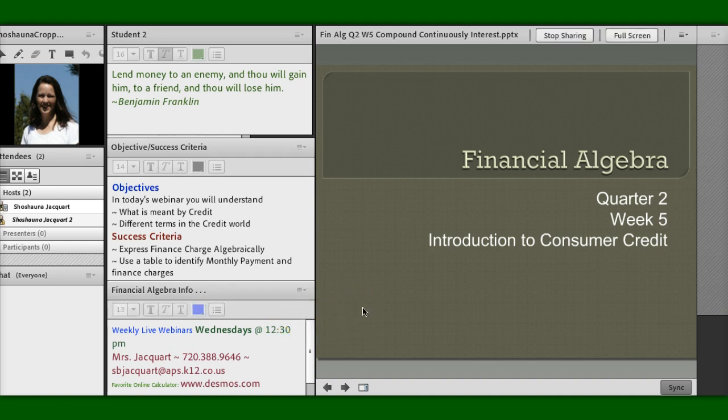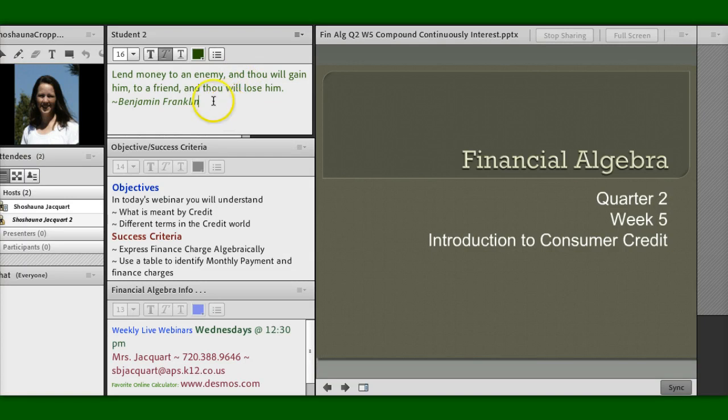Our objective today is what is meant by credit, understanding that, and different terms in the credit world. Our success criteria, which is part of our objectives as well, is to express finance charges algebraically and use a table to identify monthly payments and finance charges.